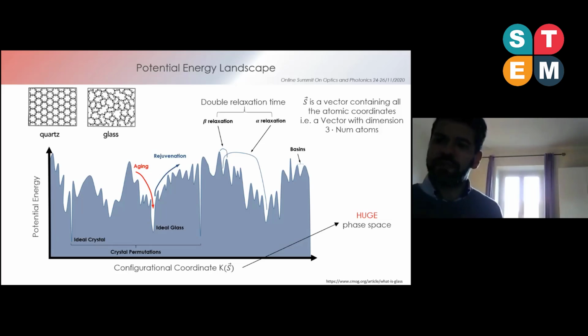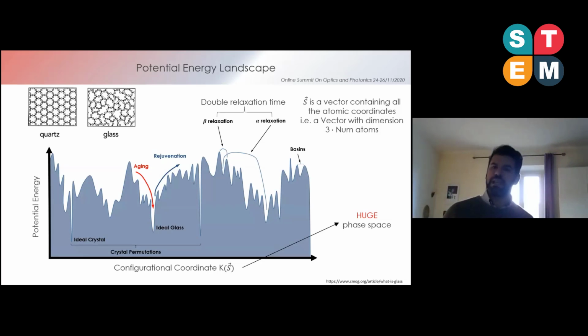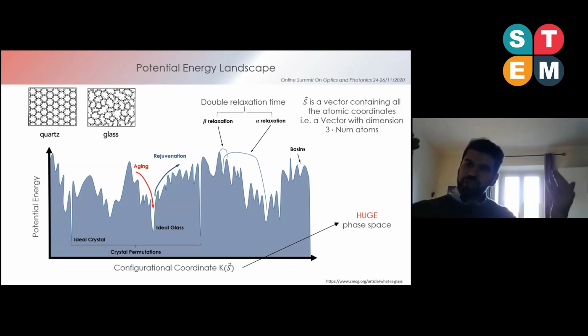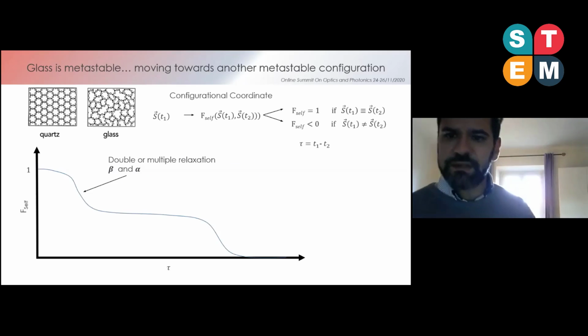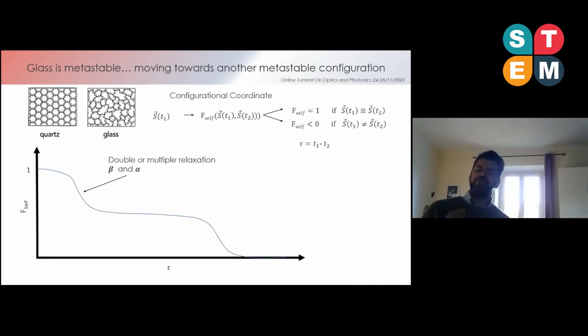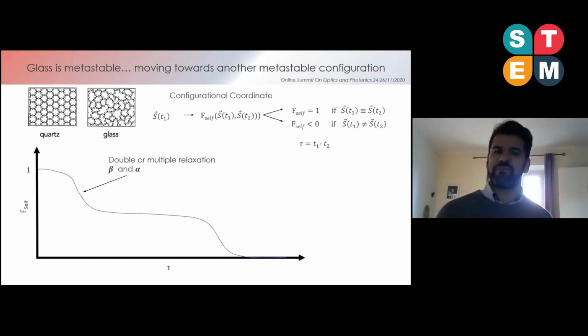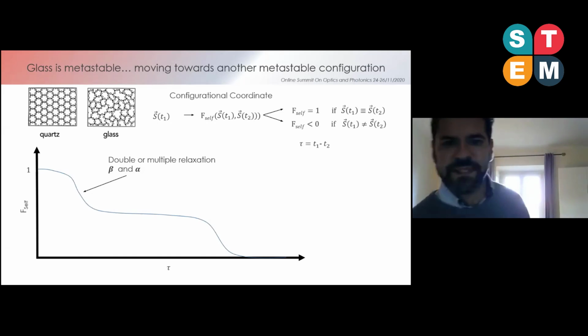So why am I saying all this? To study glass, you need not only the positions of all the atoms, but you also need to study the history of the system, that is, the dynamics. So physicists, who try to simplify things, have imagined a way to study this with a simple observable, and this observable is the F self.